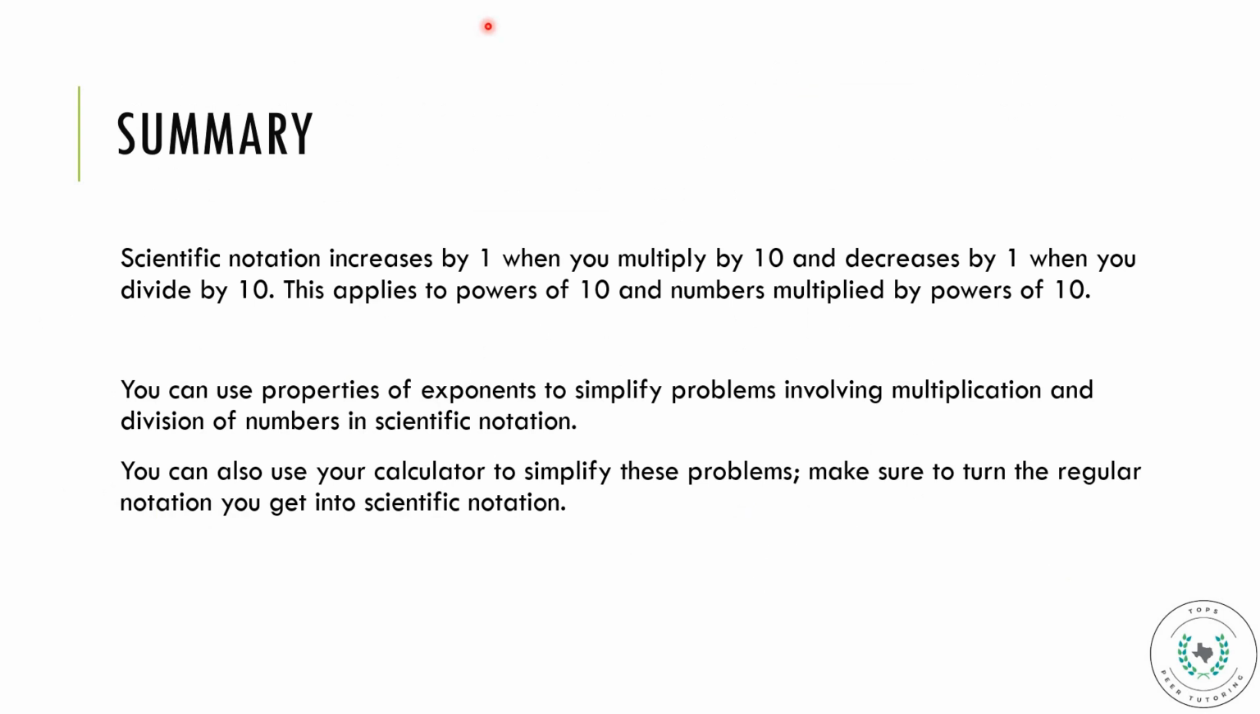All right, and that is all that I have for this lesson. So here's a quick summary, quick little recap. Scientific notation increases by an exponent value of 1 when you multiply by 10, and decreases by an exponent value of 1 when you divide by 10. This applies to both powers of 10 and numbers that have been multiplied by those powers of 10. You can use properties of exponents to simplify problems involving multiplication and division of numbers in that scientific notation. You can also use your calculator to simplify these problems, but do make sure that you turn your regular notation or your standard notation into that scientific notation.